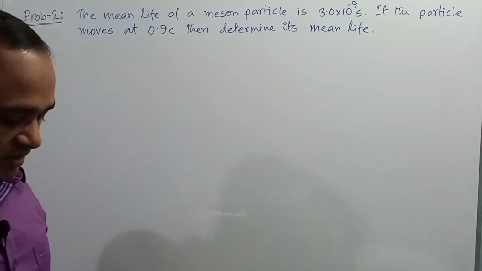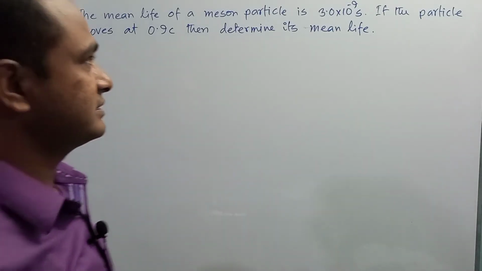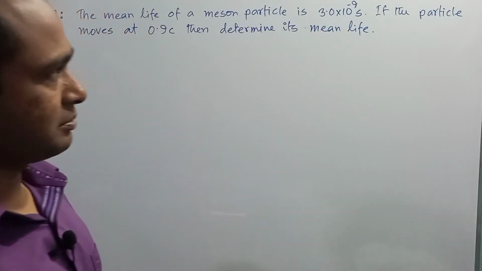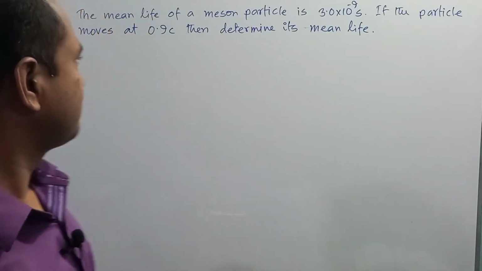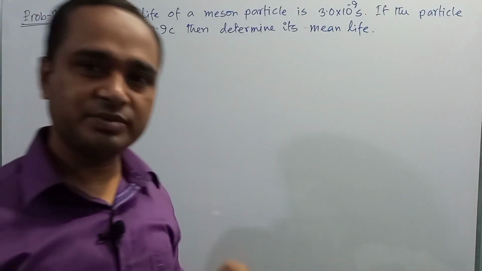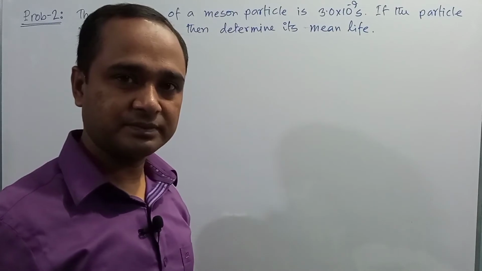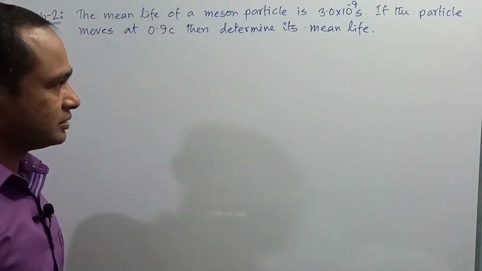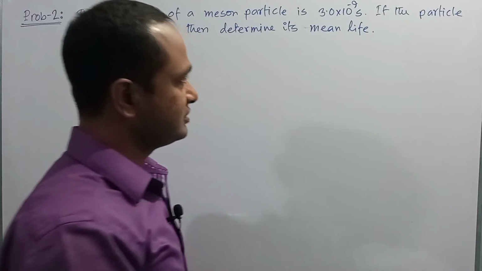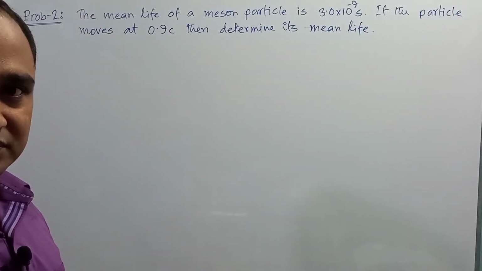Dear students, here is our second mathematical problem. The problem says that the mean life of a meson particle is 3.0 into 10 to the power minus 9 second. If the particle moves at 0.9 c, that is 0.9 times the speed of light, where c means the speed of light, then determine its mean life. Okay, so here 3.0 into 10 to the power minus 9 second means the rest mean life.